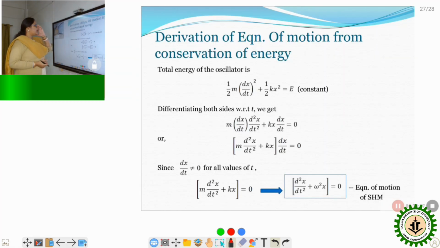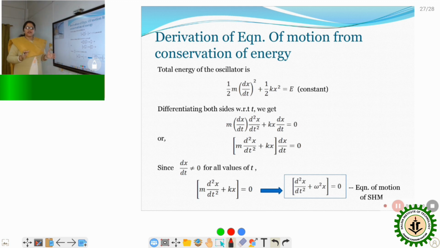Last part, we can derive the equation of motion from the conservation of energy as well. So from the total energy of the oscillator, that means the kinetic energy plus potential energy, that is a constant one. So now when we differentiate these expressions with respect to t, you can see that the equation of motion of simple harmonic motion appears. So that is also one type of question that may come, how can we derive the equation of motion from the conservation of energy. From this slide you can get that idea. It's a very easy one.